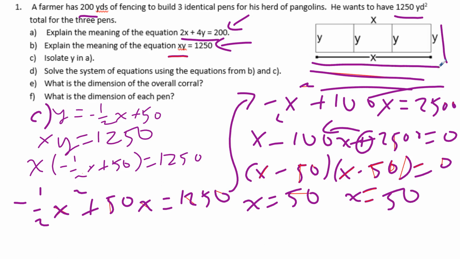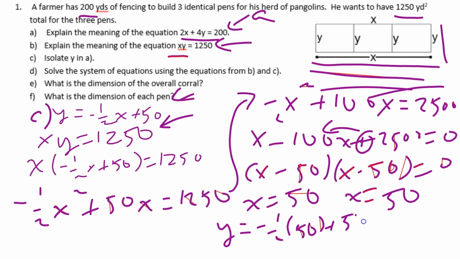Now, to find y, I'm going to have to go back up and pick either of the two equations that I had, here in part C, or here in part B, or even here in part A. I could use any of those three because I have both letters x and y. I think C would be the easiest just because y is already by itself. Plugging in that 50 I got for x, I get y equals negative 1/2 times 50 plus 50. And when you do that math, I think you just find that y would have to be 25 yards.